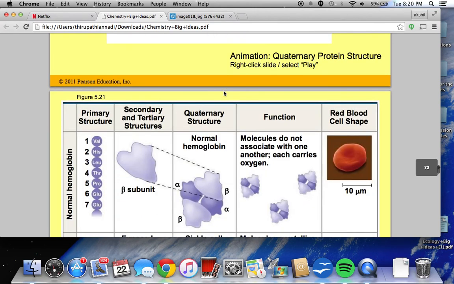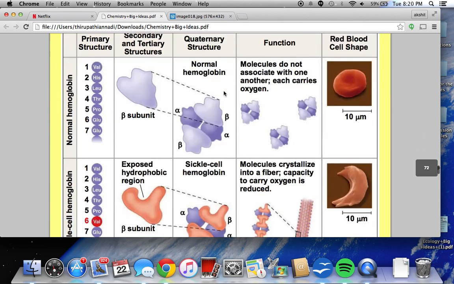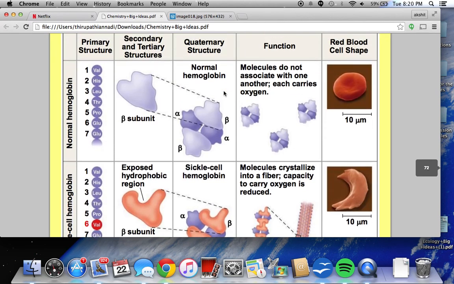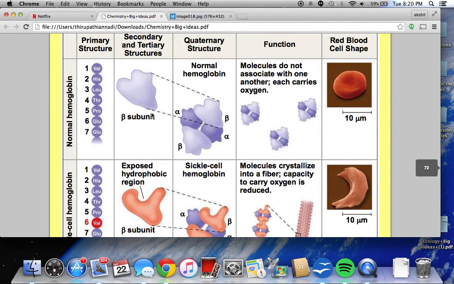Okay, this is really important. She specifically said this was going to be on the quiz: sickle cell disease. Most red blood cell shapes are determined by the protein hemoglobin, which gives us this little sac that can absorb oxygen. This is the amino acid structure for hemoglobin, and it all comes together. The molecules do not associate with each other, each carries the oxygen, and that's how we get the red blood cell shape that we have.